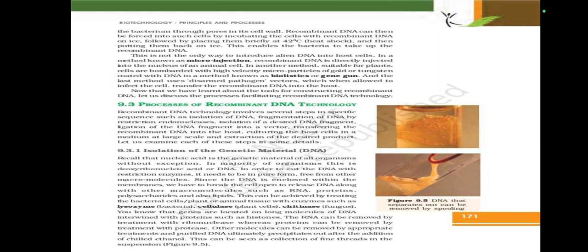9.3 Processes of recombinant DNA technology. Recombinant DNA technology involves several steps in specific sequence such as isolation of DNA, fragmentation of DNA by restriction endonucleases, isolation of a desired DNA fragment, ligation of the DNA fragment into a vector, transferring the recombinant DNA into the host, culturing the host cells in a medium at large scale, and extraction of the desired product. Let us examine each of these steps in some detail.